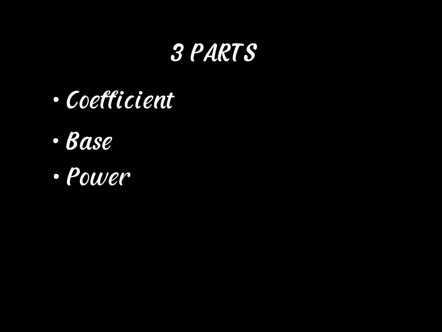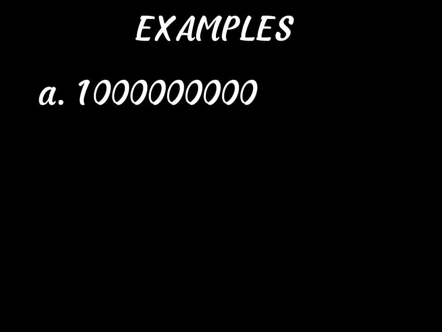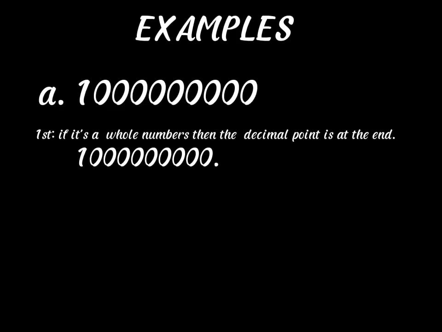After we know about significant figures, we can finally learn about scientific notation. Numbers in scientific notation are written with 3 parts: the coefficient, the base, and the power, wherein n is equal to a times 10 raised to b. Remember that if it's a whole number, then the decimal point is at the end.